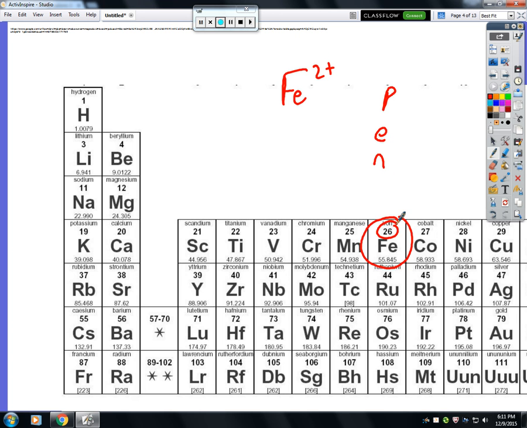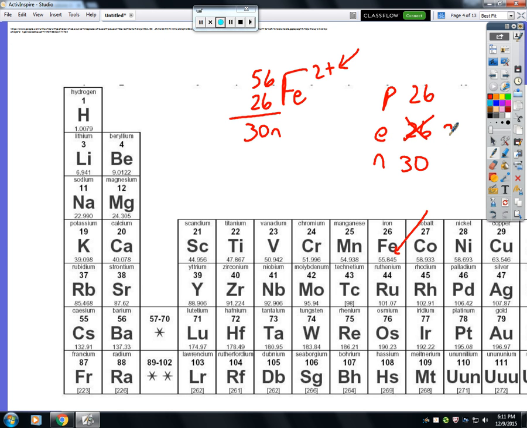Well, iron has 26 protons. That doesn't change. I have in my box here 55.845. That rounds to 56. So I take 56 and I put 26 here. I subtract, I get 30 neutrons. And if this is +2, it means I lost 2 electrons. So it should be equal, but guess what? It's not. So I have 24.